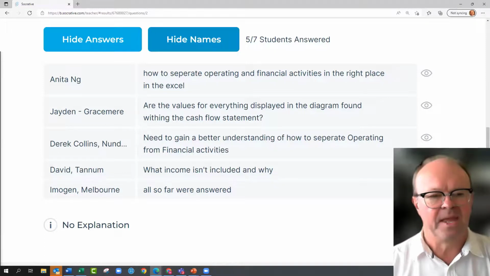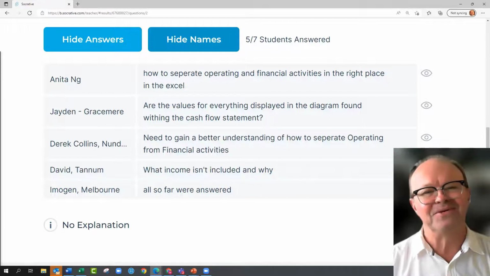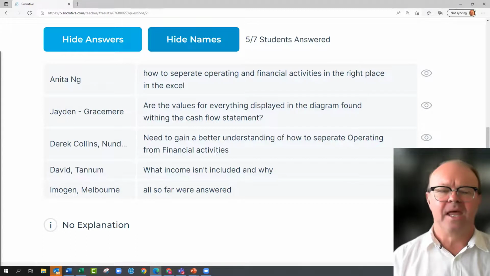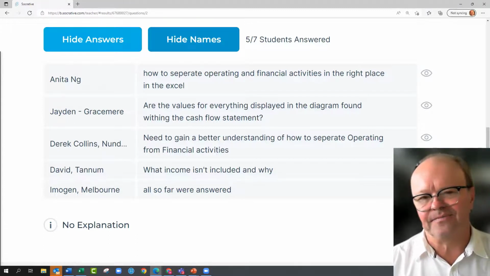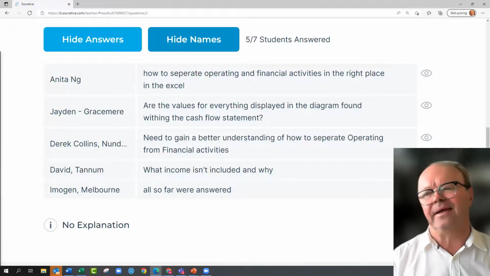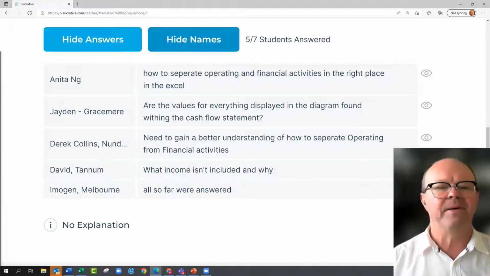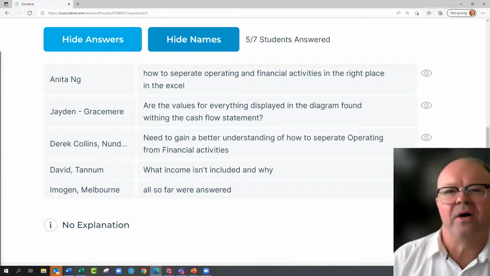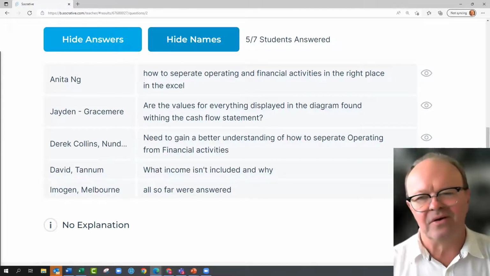Anyway, that sounds good. Anita, how to separate operating and financial activities? Oh, you've got them as operating now, Anita. That's good. In the right place in Excel. We don't use "the" when we talk about Excel, because Excel has a capital letter. When things have a capital letter, like Excel, we don't use "the". It's a bit like how we say I'm going down the street, but when I say I'm going down Pitt Street, we don't use "the" because it's got the capital.